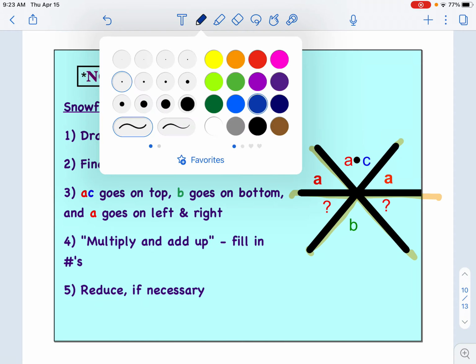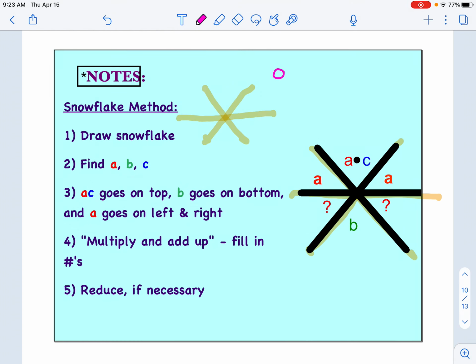And remember, this all comes from standard form for a quadratic, which is ax squared plus bx plus c. So you're looking for this A, B, and C, and you pull them out. Now remember, this strategy, the snowflake method, can be used for all quadratic trinomials once you take out the GCF, but specifically it's for when our A value is greater than 1. Because otherwise we can simply use multiply and add up or product sum.